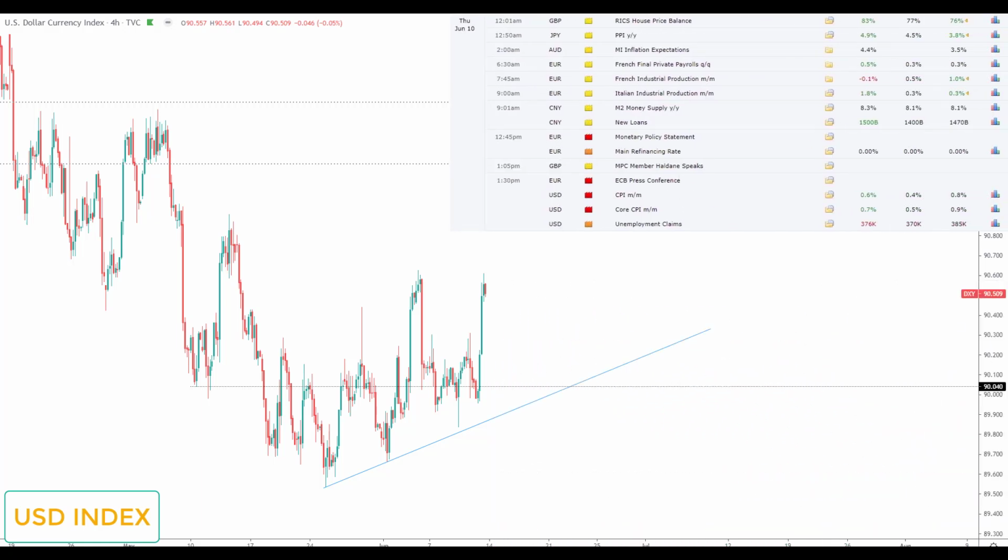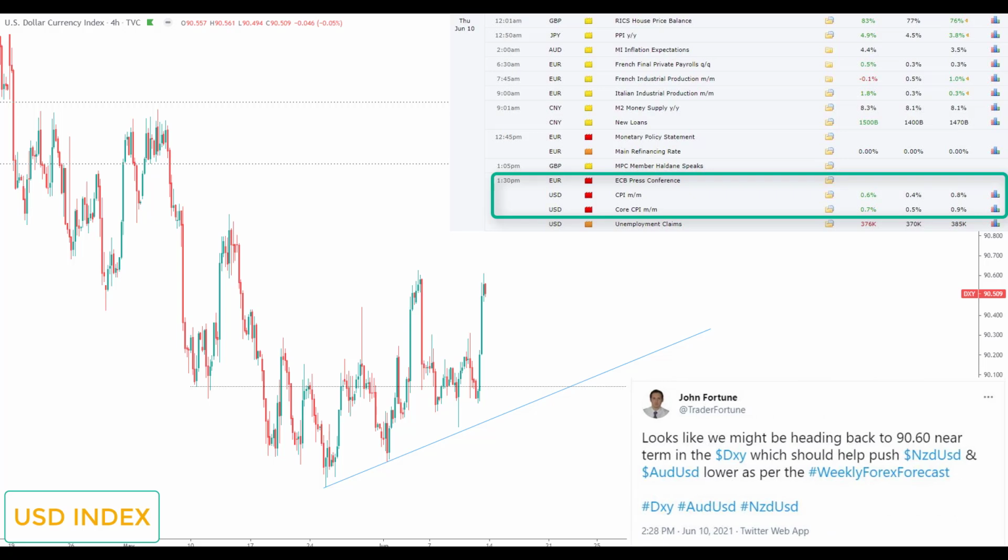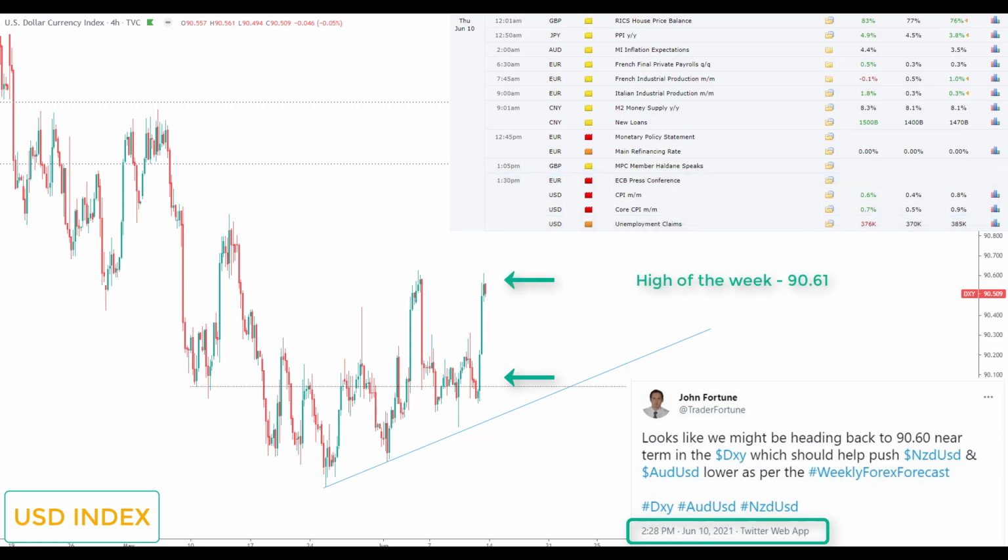We had inflation coming in last week above expectations, and at the same time we had somewhat of a dovish ECB. About an hour after this data was released, I did post on Twitter that the DXY was looking like it was headed to the 90.60, and we ended the week at the 90.61.